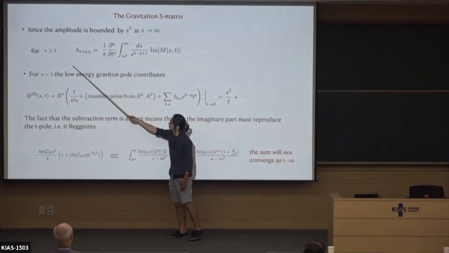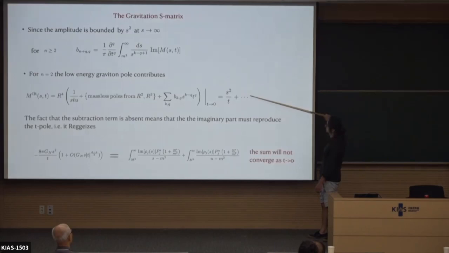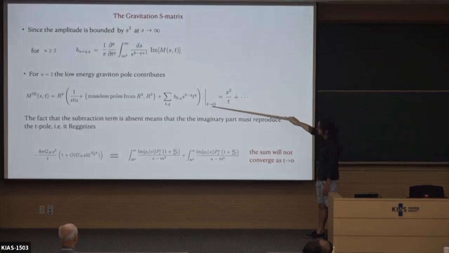If you look at n equals two, you'll notice that at low energy, since the low energy amplitude takes this form, in the near forward limit it actually behaves as S squared over T plus dot, dot, dot. This is the Einstein-Hilbert part. So for n equals two, that means we're picking out anything that is S squared. That means that we're picking out a graviton pole. But at the same time, we're taking the T goes to zero limit.